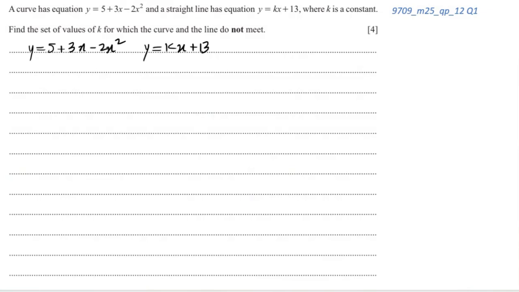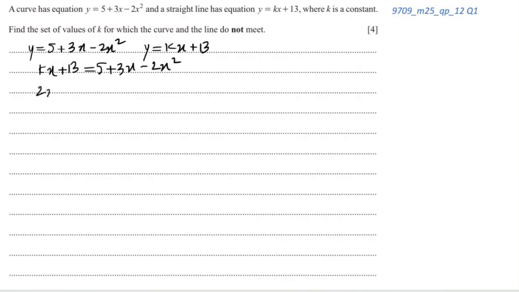So this question is related to the concept of the discriminant, where you need to first get rid of these two equations. How do you do that? Substitute the linear equation into the nonlinear equation, which is the curve. So this will become kx plus 13 equals 5 plus 3x minus 2x squared. Now I need to standardize it. Why? Because I need to go with the discriminant and put that discriminant less than 0, because the line and the curve do not intersect.